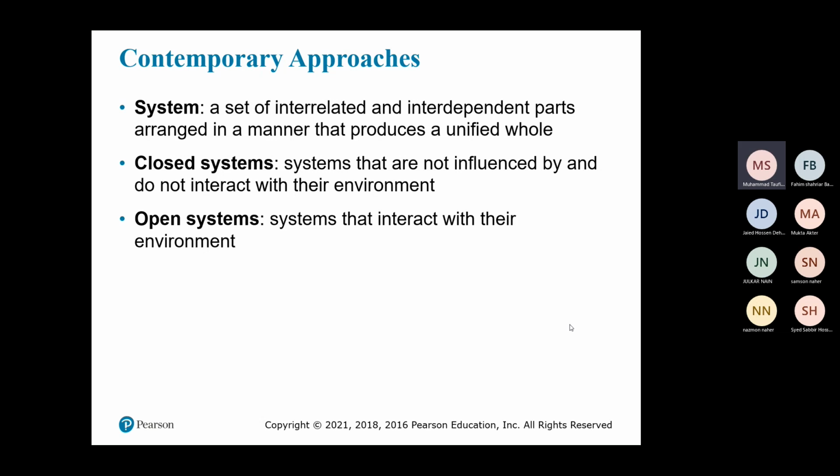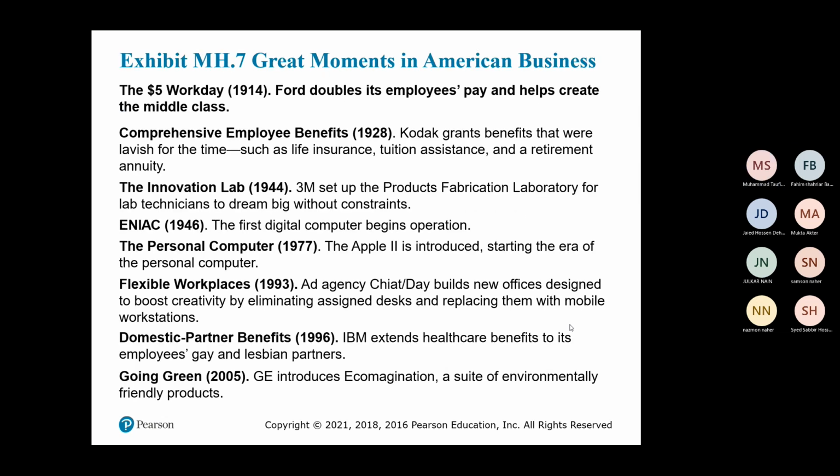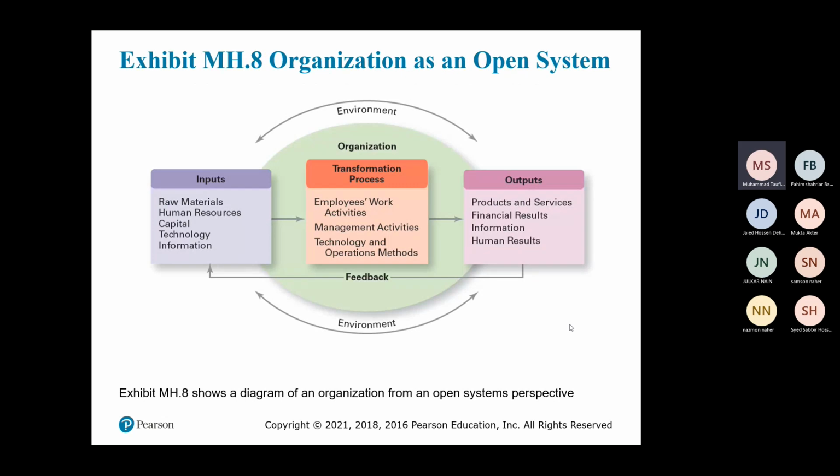They classify systems into two types. First is a closed system, where the system is not influenced by its environment, and second is an open system, where the system is influenced by the environment. These are the graphical representations of what an open system is.